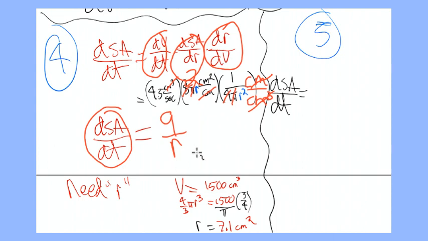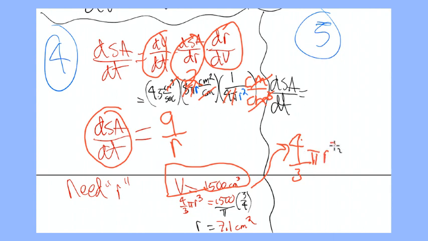Okay? Now, what's the issue? We don't know r. So how do we get r? Well, it was given in the question that the volume was 1500. I'll maybe move up here so it's a little bit bigger. So the volume is 1500. So I know that 4 thirds pi r cubed is 1500.